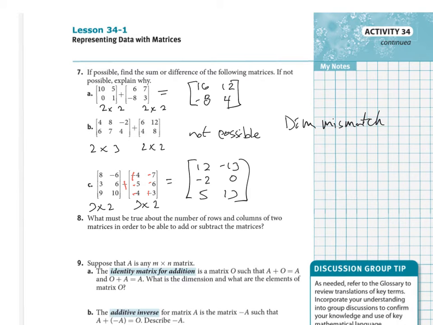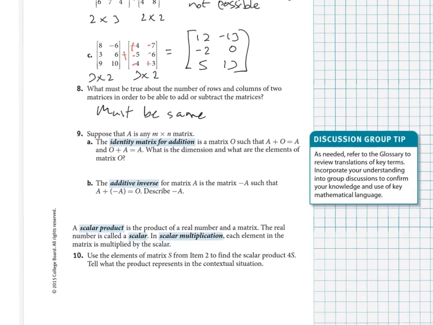So what must be true about the rows and columns of two matrices in order to add or subtract? They have to have the same dimensions. So the dimensions absolutely have to match in order to be able to add or subtract.